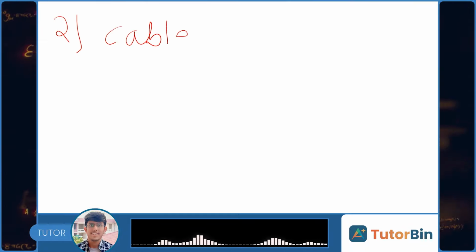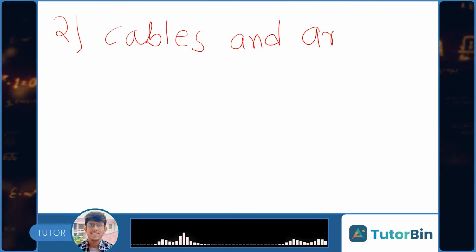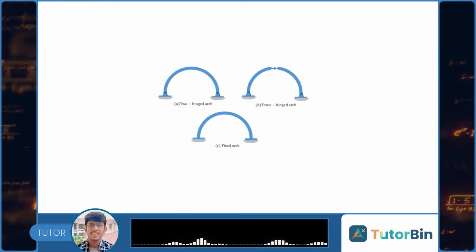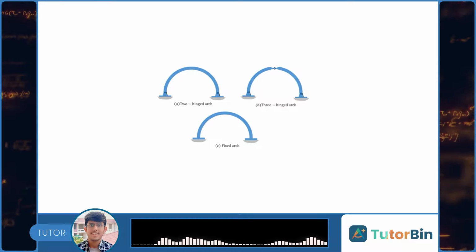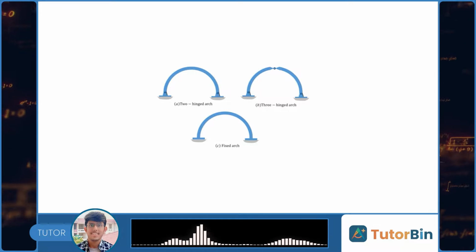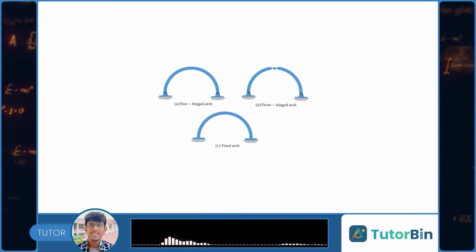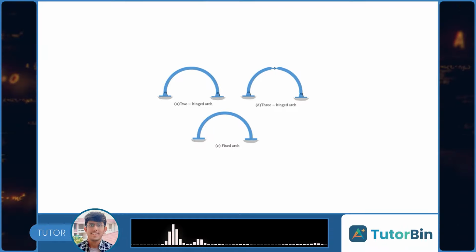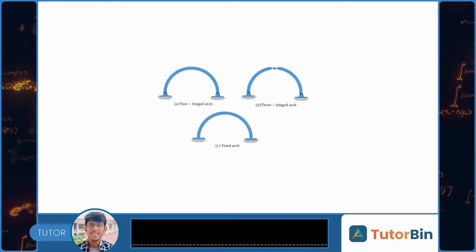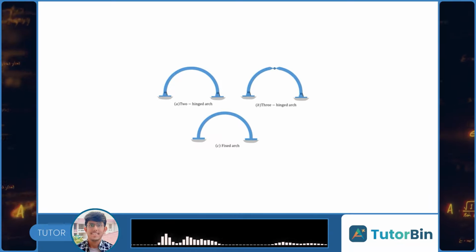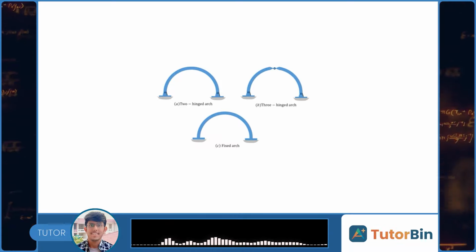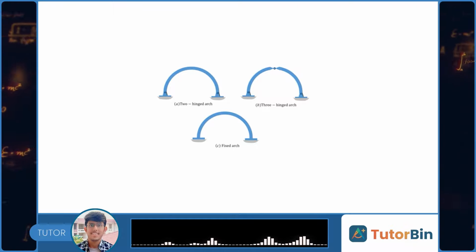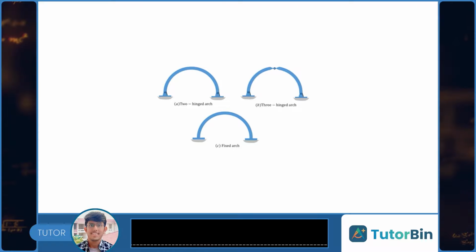Second structure made from the above elements is cables and arches. Let's first discuss what is an arch. An arch is defined as a curved girder having a convexity and supported at its ends. It is clearly shown there are three types of arches: two hinge arch, three hinge arch, and fixed arch. Two hinge arch has a support at both its ends, while three hinge arch has a hinge at its top, while fixed arch has no hinge.